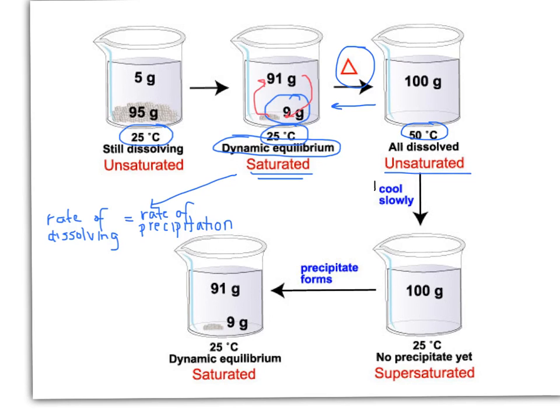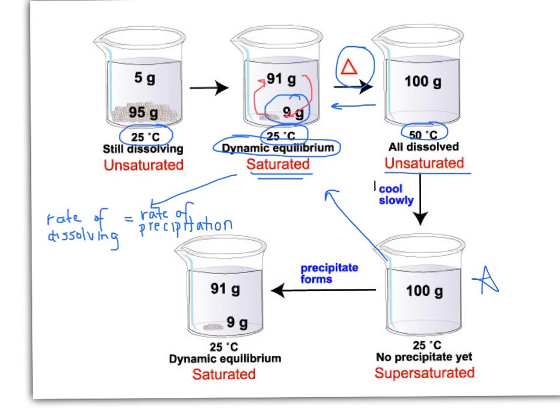There is a third scenario, and that is called a supersaturated solution. That is the picture of the beaker in the far right corner. You can see that all of the solute has dissolved in the solvent, and we are back at room temperature, 25 degrees Celsius, and there is no precipitate at the bottom. Notice that earlier on, we did see precipitate at the bottom.